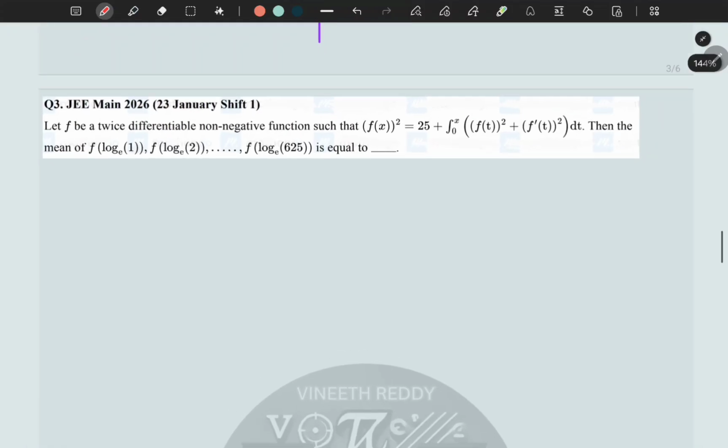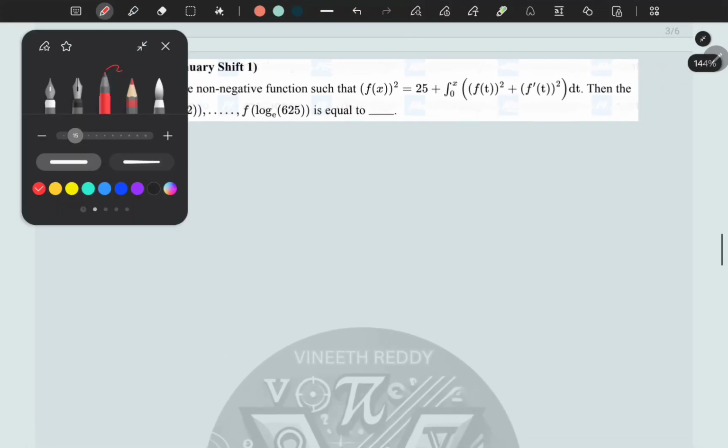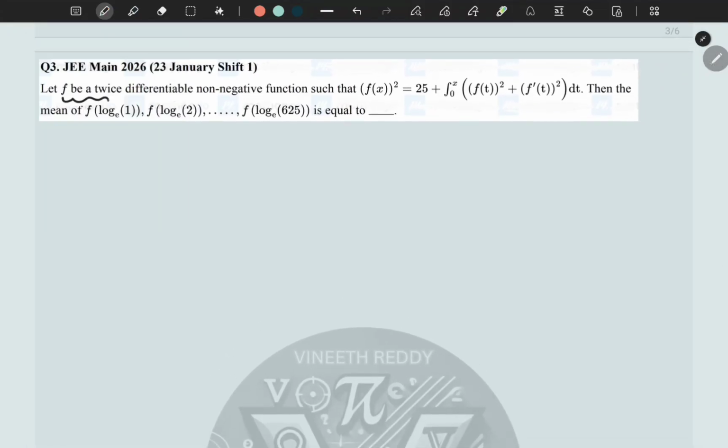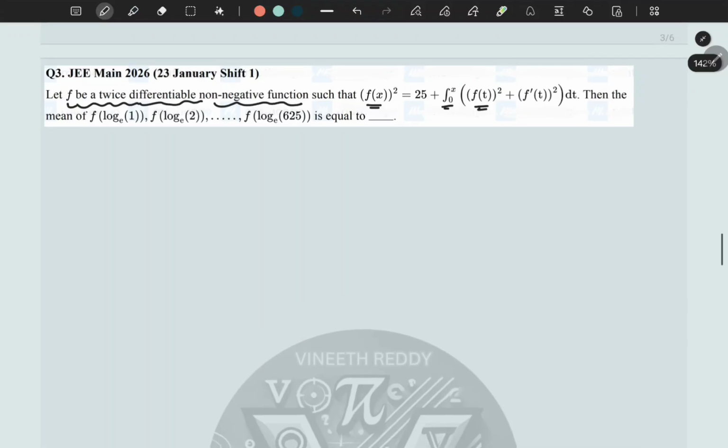The next question is asking us: let f be a twice differentiable non-negative function, it should not be negative, such that f of x whole square equals 25 plus integral 0 to x of f of t whole square plus f dash of t whole square dt. Then the mean of... okay, fine. See, first I think Newton-Leibniz will be used here.